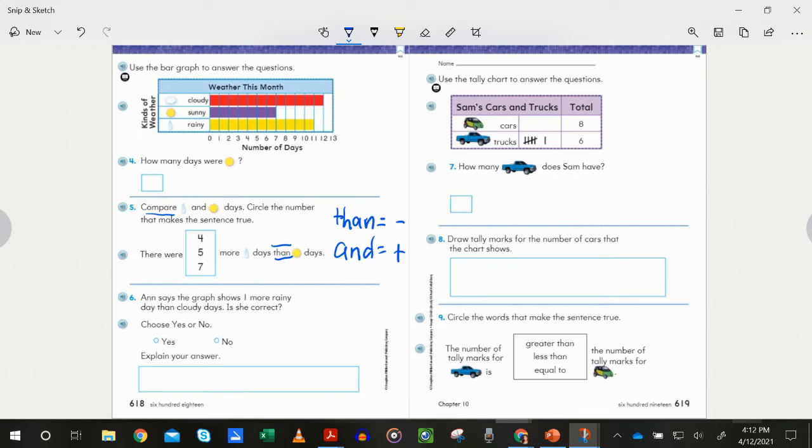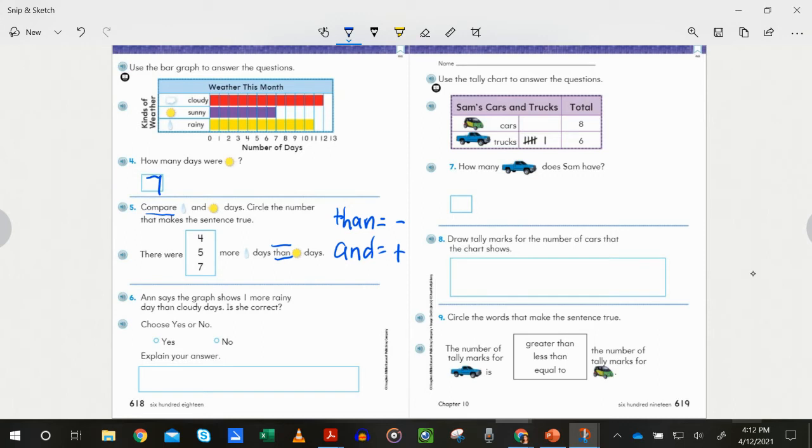Switch to a crayon when you are ready to go back and check your work. Okay, let's come all the way back to number 4. How many days were sunny? And look at sunny. The bar goes to here, which is 7.